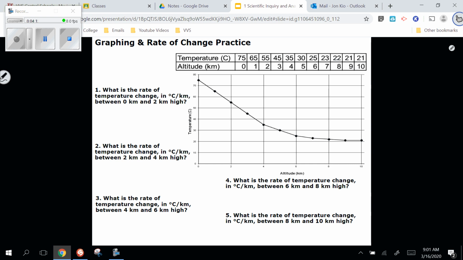What is the rate of temperature change? So rate equals, and we want to go from 0 to 2 kilometers. So we're going from here up to here. Okay? That is actually our bottom number. That's our x value. Okay, y over x, change in y over change in x.